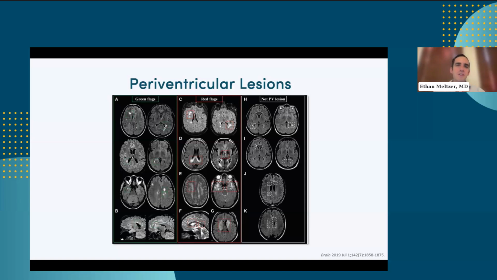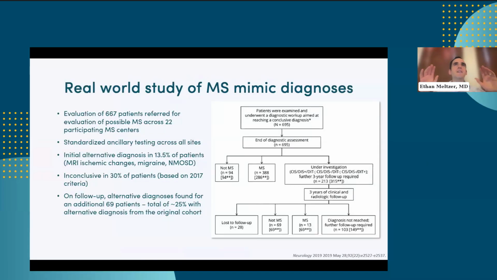And so some studies have looked at this. So there was a really cool real world study that looked at this across 22 MS centers, close to 700 patients, where they look through, and these were all individuals referred to an MS center for possible MS.